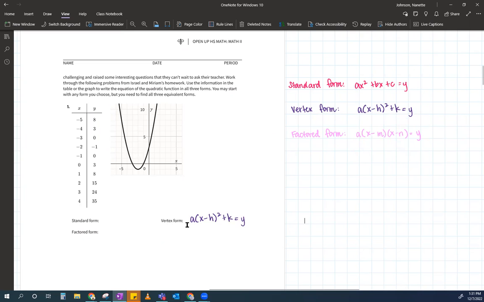So the only thing that you need to build vertex form is, guess what? What would you need in order to build vertex form? What do you guys think? What would I need in order to build vertex form? Yeah, I'd need the vertex. Exactly, the vertex. Someone called it the vertex pair. I like that too. So where on my graph is the vertex?